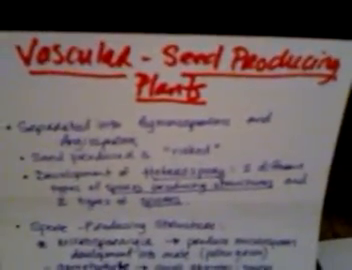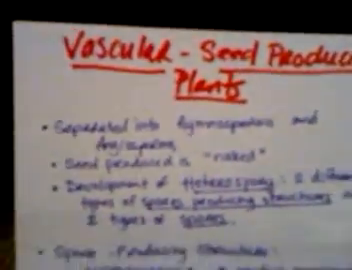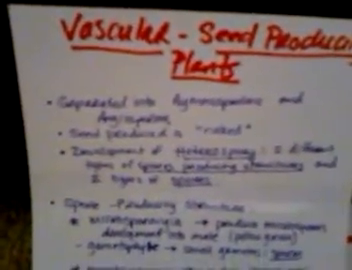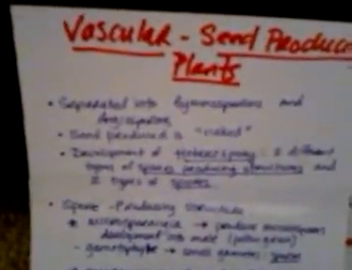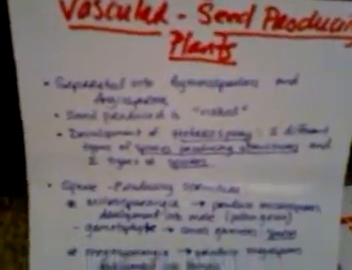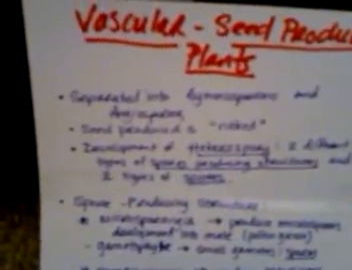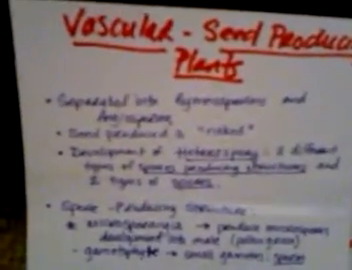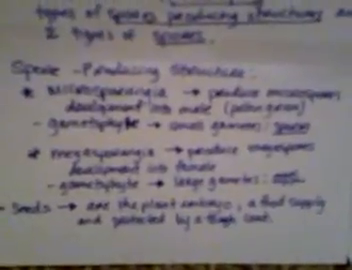Then we move on to vascular seed-producing plants. These are separated into gymnosperms and angiosperms. The seed produced is quote-unquote naked. They develop what's called heterospory, meaning they have 2 different types of spore-producing structures and 2 types of spores. To get more into detail, their spore-producing structures consist of microsporangia, which produces the microspores, which in turn develop into the male, or the pollen grain.